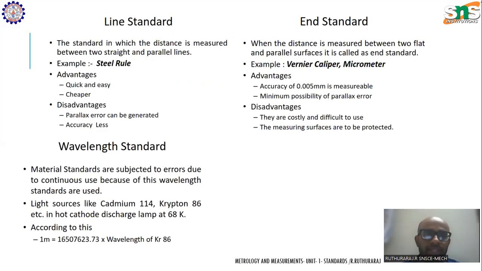Then come the advanced standards: line standards, end standards, and wavelength standards. I discussed the wavelength of krypton. That is the standard which is now used because light is more accurate. As you can see, krypton 86 is used to define the meter, where 1 meter is a specific number of wavelengths of krypton 86. That is how we measure length now in order to provide more accurate values.